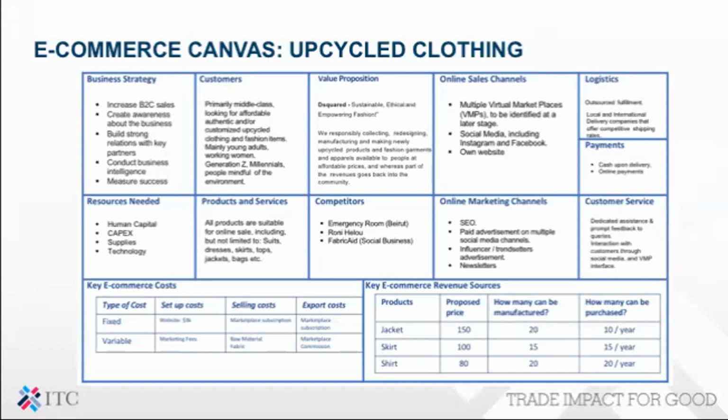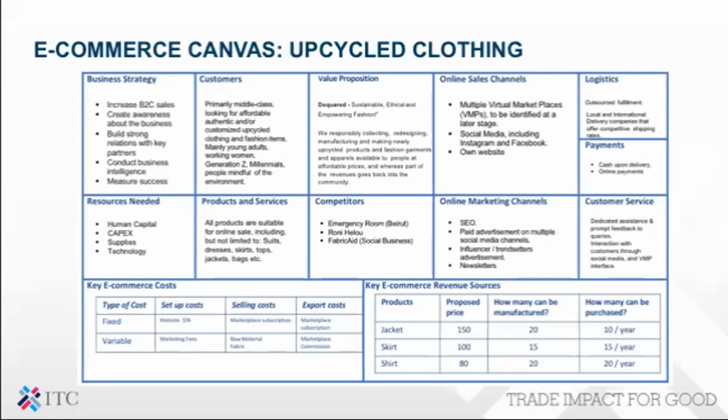For them, they thought about going on the online sales channel. They thought about going with virtual marketplaces that they wanted to identify. And they were going to use social media, including Instagram and Facebook, and their own website to also boost sales. For online marketing channels, for example, they wanted to use search engine optimization, and they were going to make paid ads on multiple social media channels so they can push forward the brand and people would know who they are and start selling.